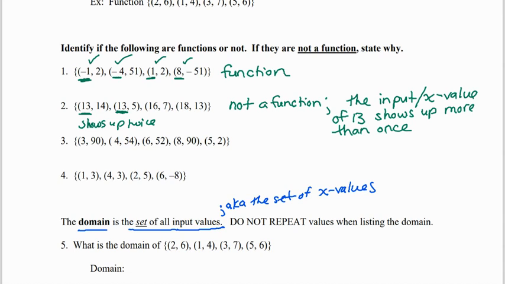All right, what do we think? Number 3. Do you think that's a function? Yeah, very good. We see 3 showing up with 90, but I don't see 3 showing up again. 4 shows up just once. 6 shows up just once. 8 shows up just once. And 5 shows up just once. So this is a function. Good job. It's totally fine that 90 showed up multiple times because that's a y value. We just don't want repeated x values.